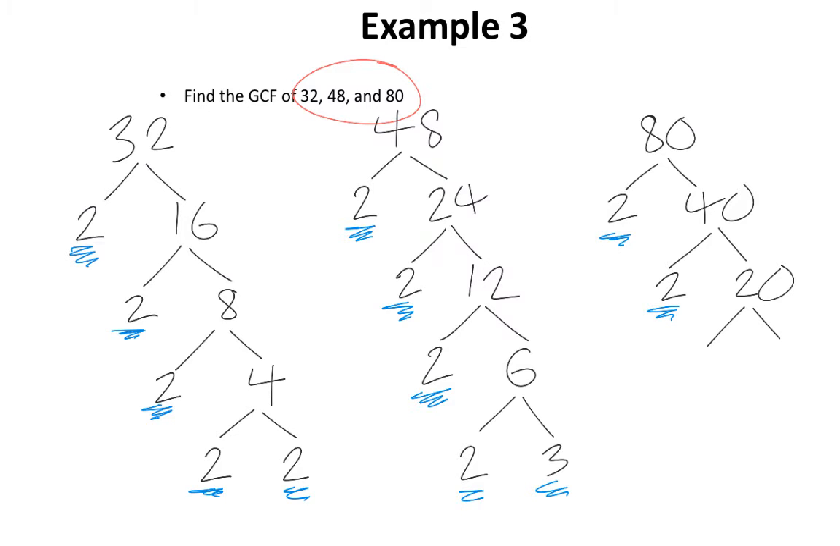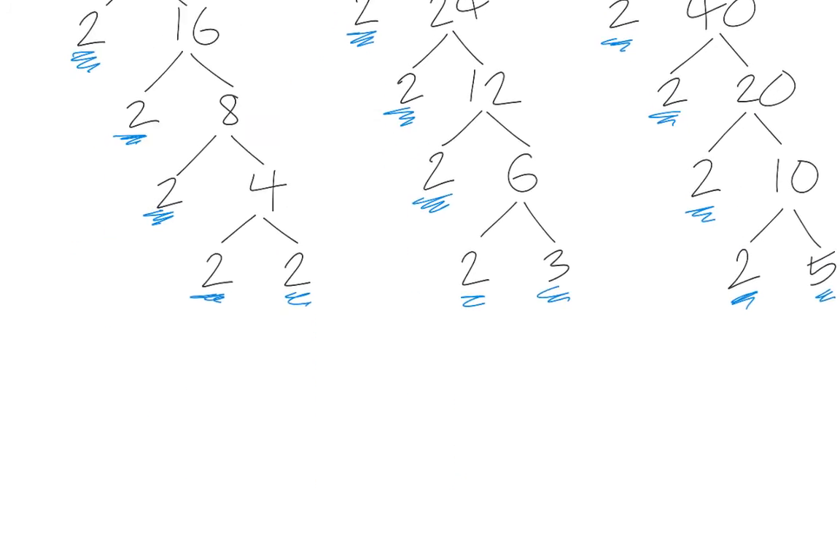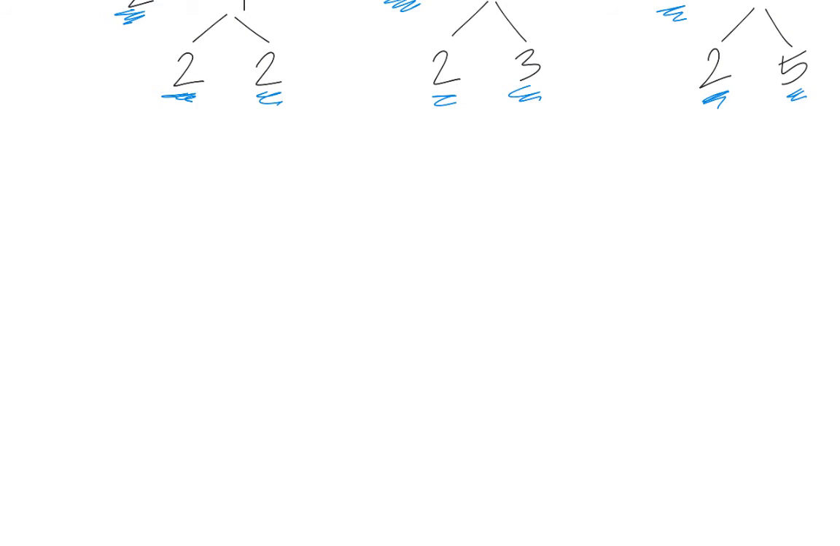Two numbers when multiplied together will give me 20. I'm going to think of 2 and 10. 2 is a prime number, 10 is not, so let's repeat the process. Two numbers when multiplied together will give me 10. I'm going to think of 2 and 5. Both of these are prime numbers, therefore we can stop this process. And therefore, we found all the prime factors for 32, 48, and 80. Let's summarize all this information down below.